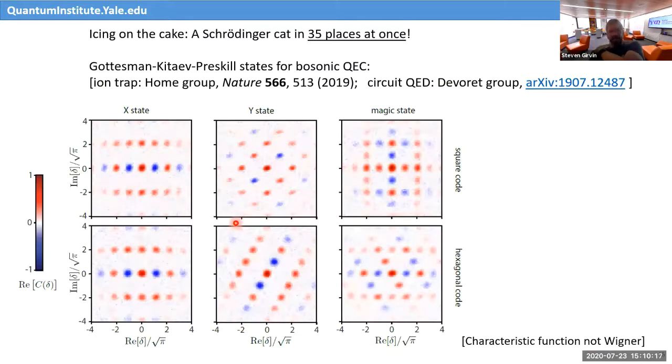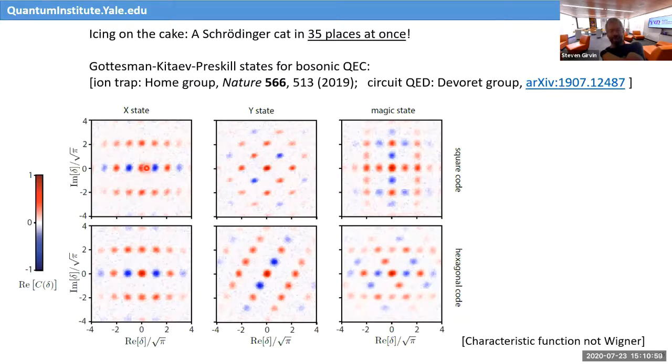So here's an even crazier state. It's like a Schrodinger cat state that's in roughly 35 places at once in phase space. And these are the Gottesman-Kitaev-Preskill states that are used for quantum error correction. They're a grid. The ideal version is an infinite grid of infinitely squeezed states in phase space. Of course, that has infinite energy, so you have to have some Gaussian envelope that limits the number of points in the lattice.